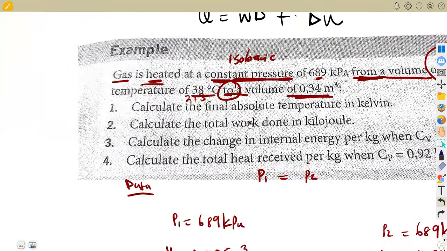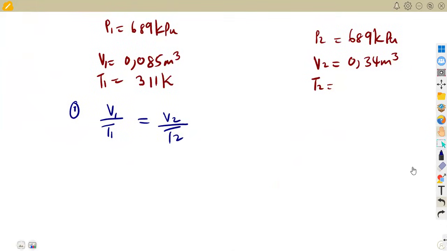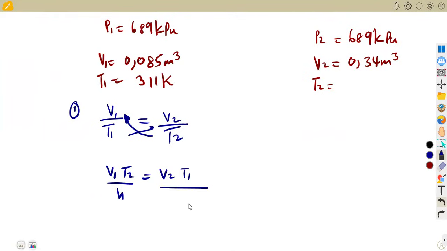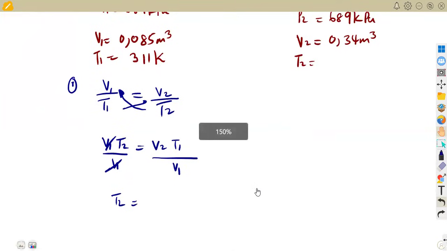So I explained everything, guys. Just make sure that you go back to your formulas and understand. So to find T2, you can just cross multiply, then we divide. So this is V1 T2 is equal to V2 T1, then you're going to divide by V1 on this side. So T2 is equal to this. This is what we are going to use to calculate our T2.